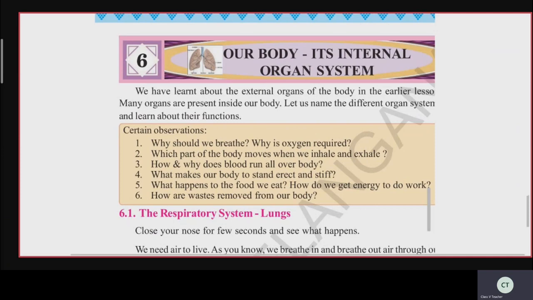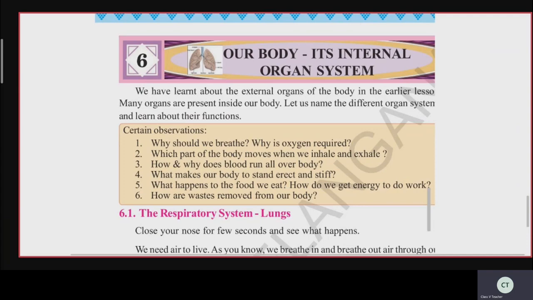Okay, now what is the fifth question? What happens to the food we eat? We are eating food daily, morning, afternoon, evening, night, every time. Where is it going? What is happening after entering our body? How do we get energy to do work? What are the things that give us energy to do the work? If we are eating the food, what is happening inside? Where is that food going?